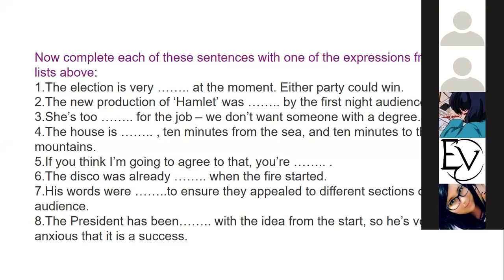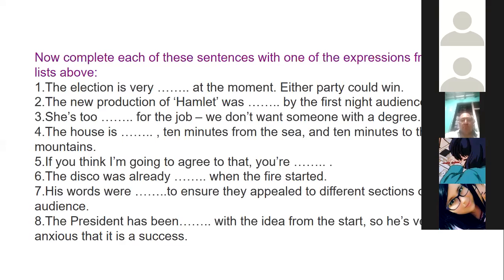Solo busque cuál palabra agregaría a closely. Maybe balancing. Yeah, closely balanced. Es bien cercano el balance, ¿verdad? Cercanamente balanceado at the moment. Either party or either party could win. Okay, thank you. Crisia, you have raised your hand.